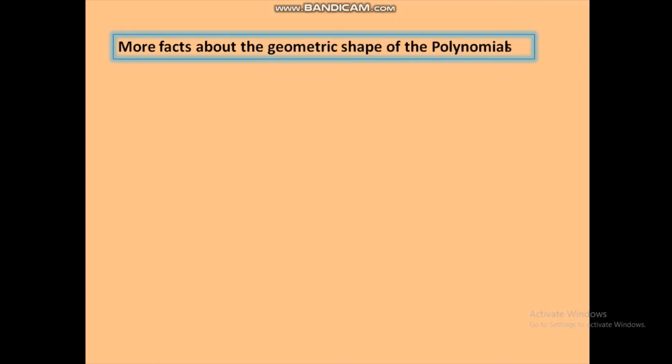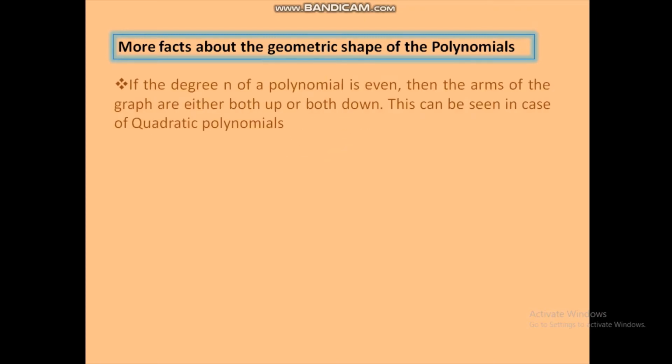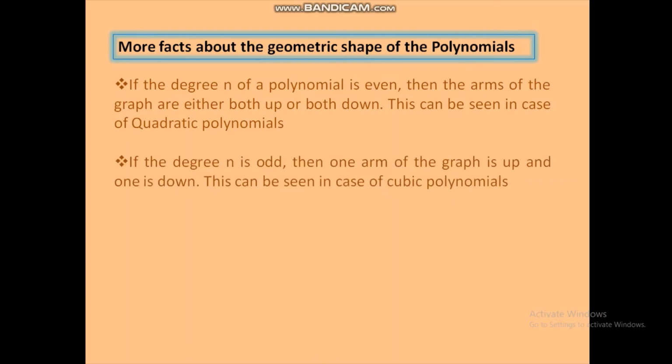Next we have some facts about the geometrical shape of polynomials, the geometrical representation of polynomials. If the degree n of the polynomial is even, then the arms of the graph are either both up or both down. This can be seen in the case of quadratic polynomials, which we have seen in an earlier slide. If the degree n is odd, then one arm of the graph is up and one is down. This again can be seen in the case of cubic polynomials.